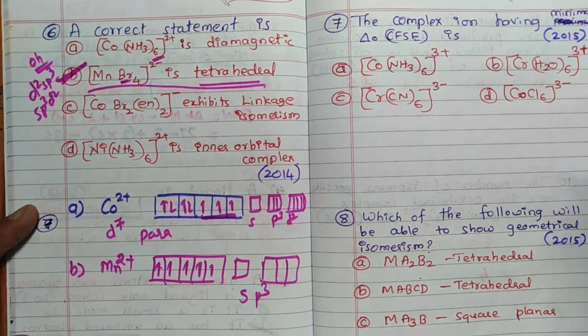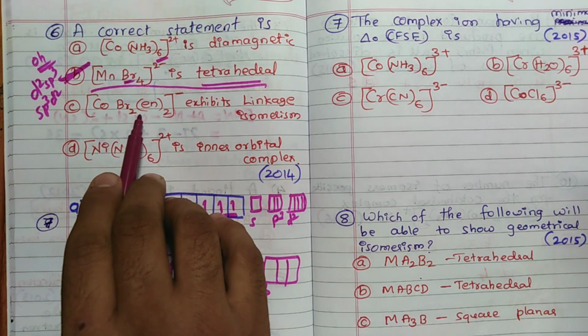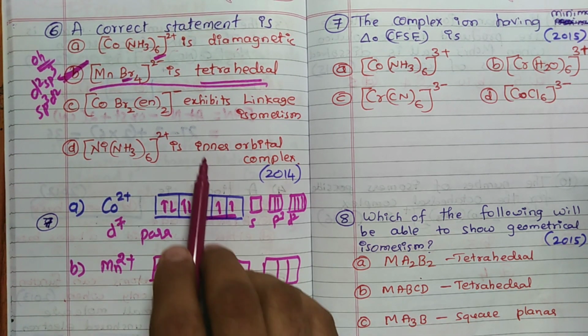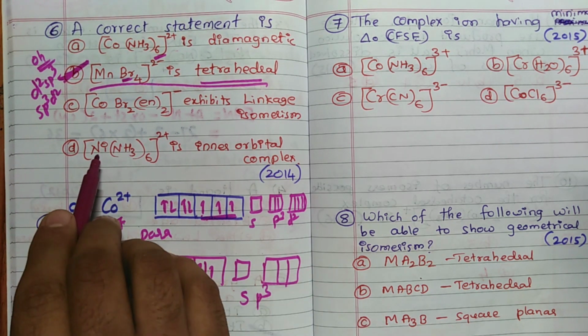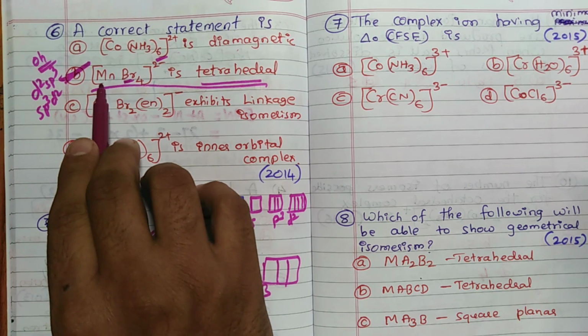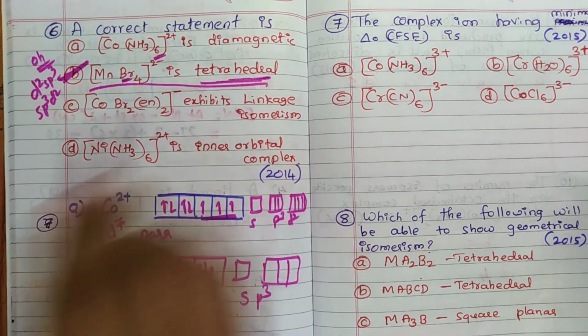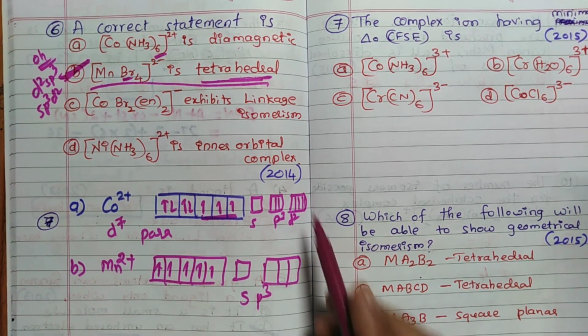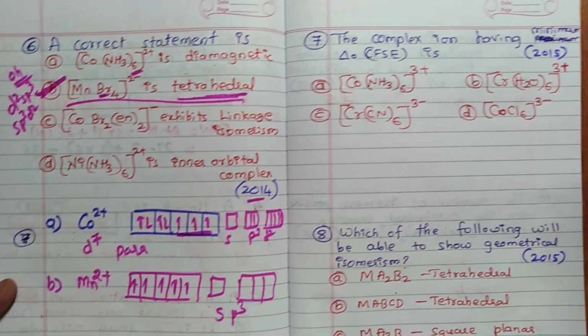Linkage isomerism is wrong because there is no ambidentate ligand. Hence it is wrong. Inner orbital complex is wrong, as I have shown, [Ni(NH3)6] 2+ is an outer orbital complex, remember. Hence, [MnBr4] 2- is tetrahedral is the correct answer for this. So that was the 2014 question. Then we will see the next.